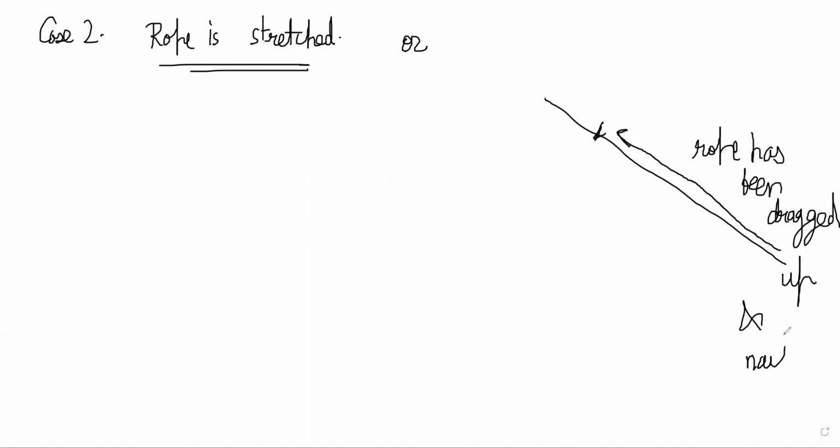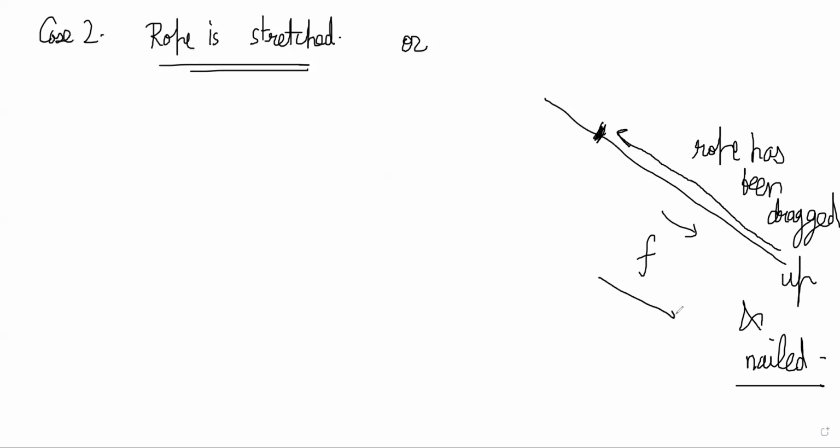And nailed at this point, right? So either you drag the rope up or you stretch the rope. In both these cases, the friction force will actually point downwards. Friction is downwards in this case.